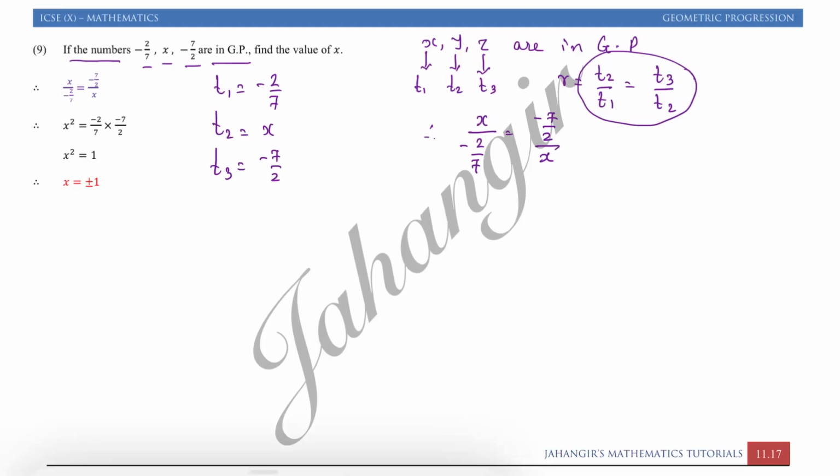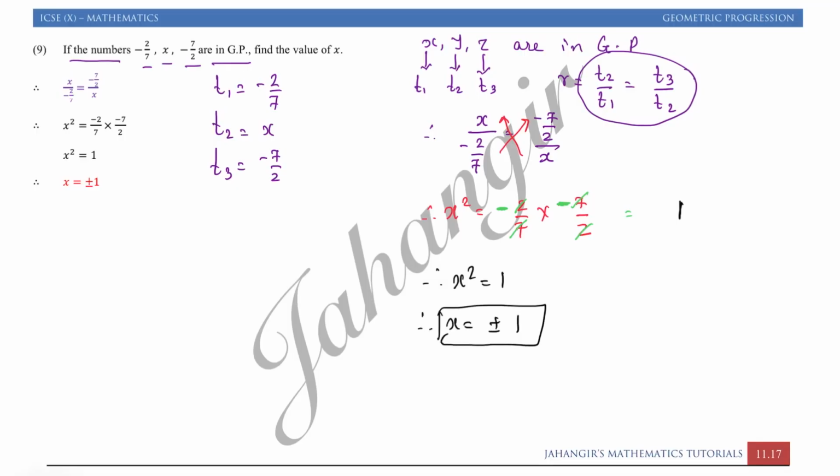Now if you cross multiply, you will get x square is equal to minus 2 by 7 into minus 7 by 2. Cancelling out 7, 7, 2 and 2, you will get minus into minus, this minus into this minus will become plus 1. So therefore we can say x square equal to 1. So therefore x value is plus minus 1. Hope you had understood this. This was a very simple question.